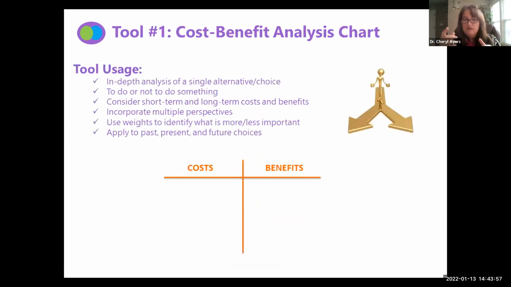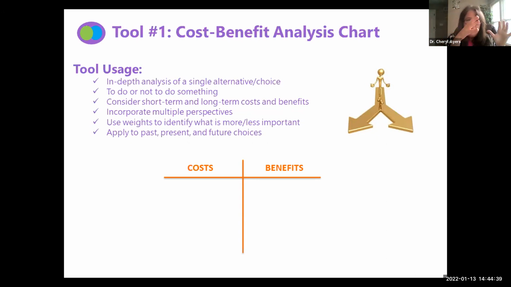So now this tool, unlike the next two tools, is when you want to do an in-depth analysis of one choice, one alternative. Not all the different things you can buy or all the different vacation places you can go. This is where you pick one and you really unpack it. Typically, it's to do or not to do something. And the important thing to help your students is to make sure they have a short-term perspective, in the next few days, and a long-term down the road, those intended and unintended consequences. Make sure all of that is packed into this little T-chart for a very rich and robust analysis.